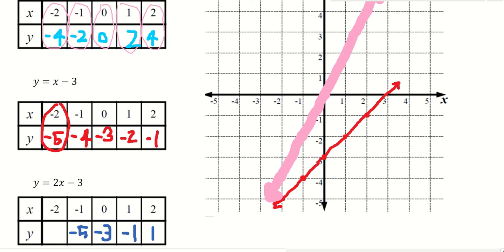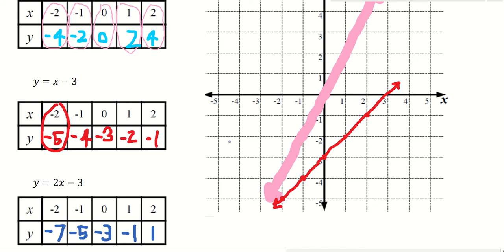Okay, and the last one, same thing, same rule. Times 2, take away 3. 2 times minus 2 is minus 4. Take away 3 is minus 7. Okay, and again, you'll see a pattern. So minus 7, minus 5, minus 3, minus 1, 1.